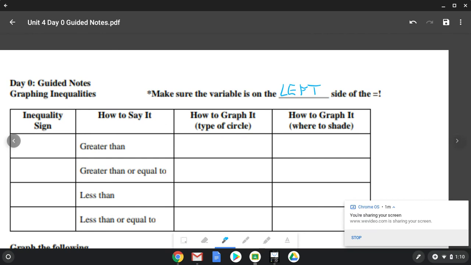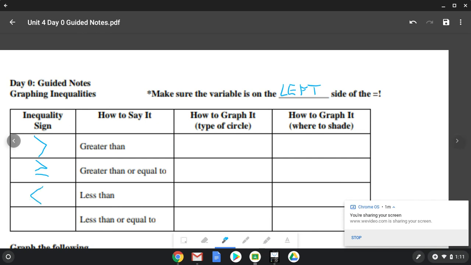So the inequality signs are greater than, less than, greater than or equal to, or less than or equal to. The greater than sign is always open to the left. That's what the greater than sign looks like. Greater than or equal to is the same exact sign, but it has an equal sign underneath, or just one of the bars of the equal sign. So not both, but just one horizontal line. The less than sign is open to the right.